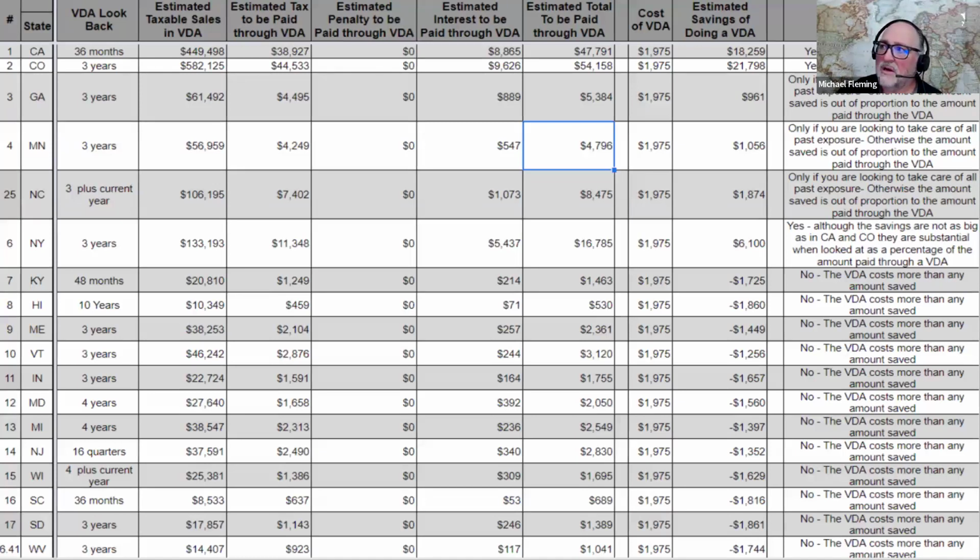So then, we're going to say what the cost of the VDA is, and then the estimated total to be paid through the VDA. And then the savings is going to be between if the state found you and by doing the VDA, which is the estimated number to be paid through the VDA plus the cost of the VDA. Does the VDA make sense? So we've got a column in there, and there's also going to be recommendations.